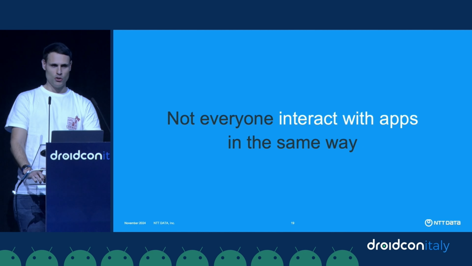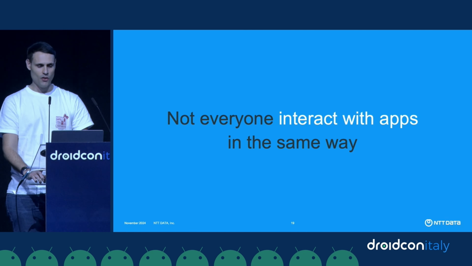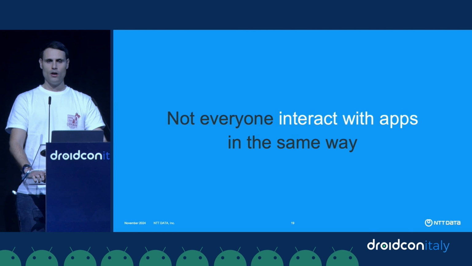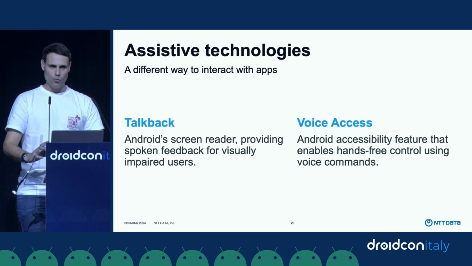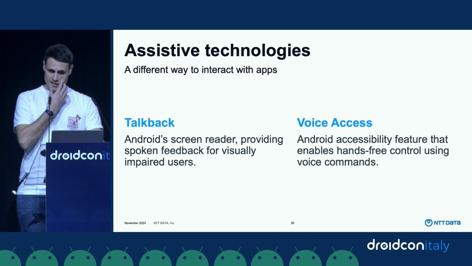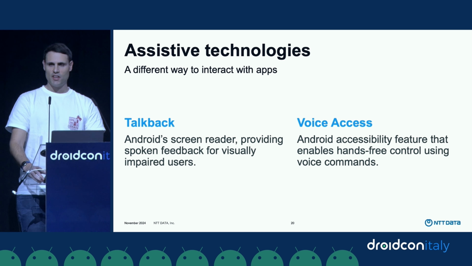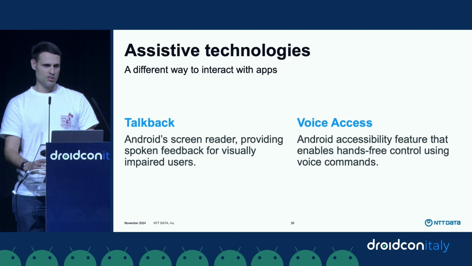If you paid attention to the talk before, you know that not everyone interacts with the app in the same way, because we cannot rely only on visual information. People can use external devices like keyboards or assistive technologies. In the Android world, the most common assistive technologies are TalkBack, which is the screen reader that provides spoken feedback for visually impaired users, and Voice Access, which is hands-free control. You can use your phone by voice commands. So how can this assistive technology actually understand what's on the screen?